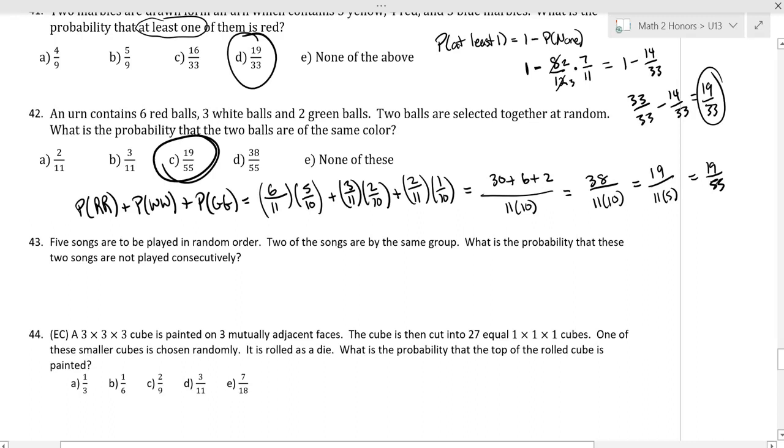43. 5 songs that are played in random order. 2 of the songs are by the same group. What's the probability that these two songs are not played consecutively? All right, so we have 5 songs. Let's say song A, B, C, D, E. And 2 of the songs are by the same group. What's the probability that those 2 songs are not played consecutively?